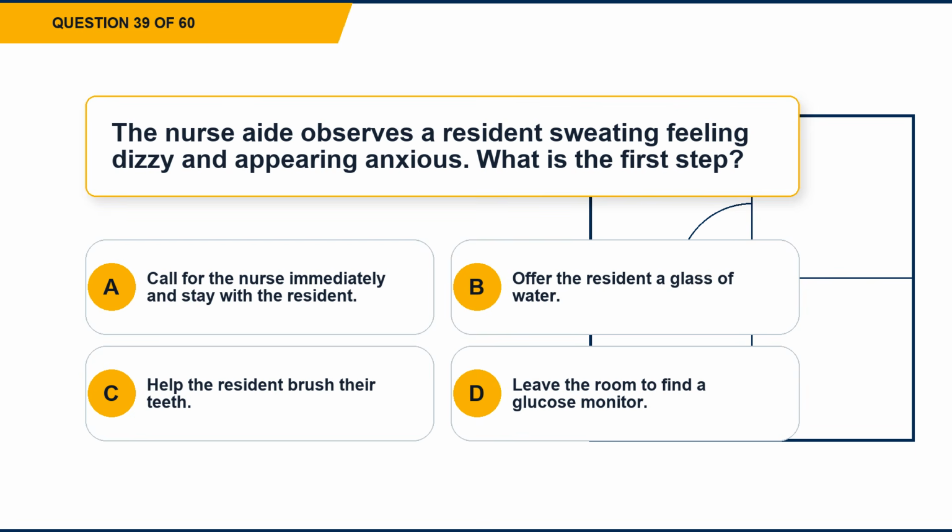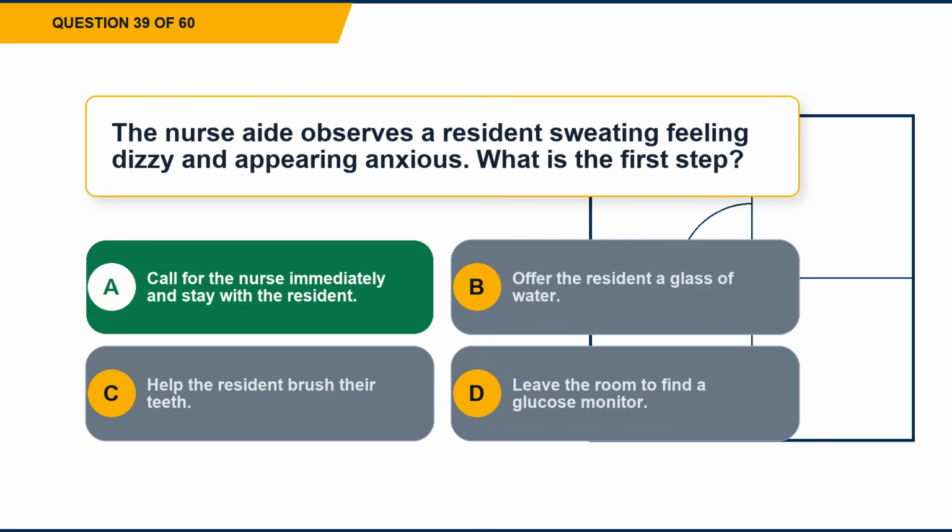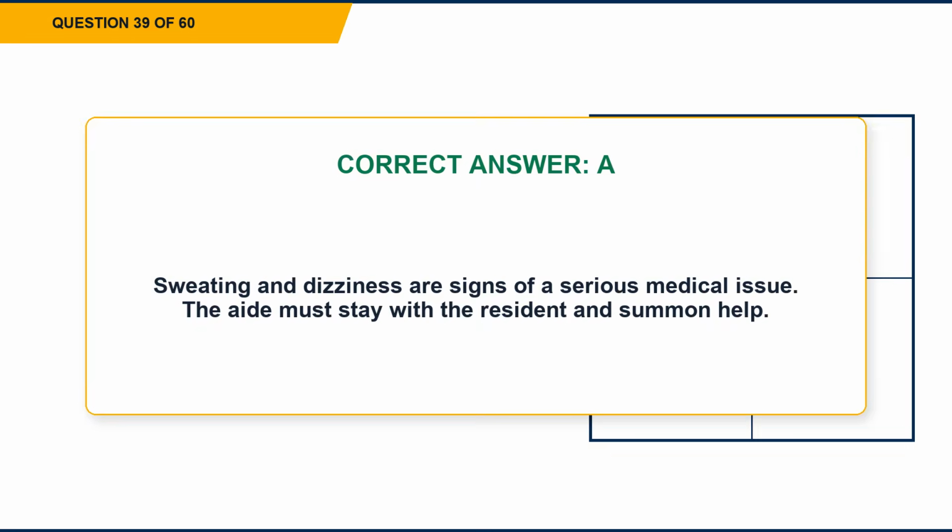Question 39. The nurse aide observes a resident sweating, feeling dizzy and appearing anxious. What is the first step? Option A. Call for the nurse immediately and stay with the resident. Option B. Offer the resident a glass of water. Option C. Help the resident brush their teeth. Option D. Leave the room to find a glucose monitor. The correct answer is option A. Call for the nurse immediately and stay with the resident. Explanation. Sweating and dizziness are signs of a serious medical issue. The aide must stay with the resident and summon help.